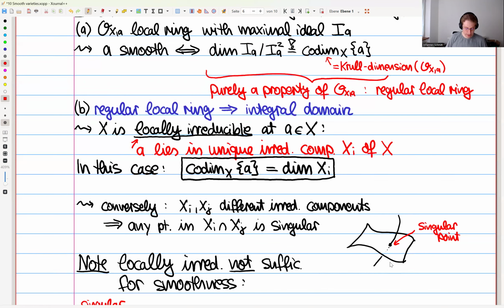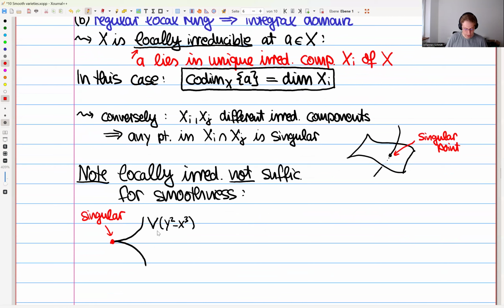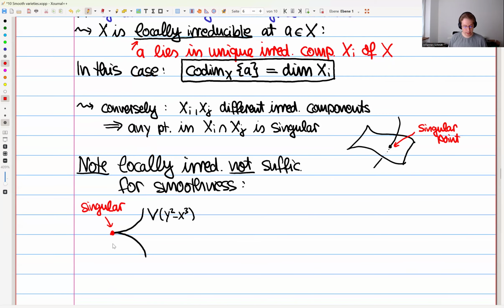One word of warning here is that being locally irreducible at this point is not sufficient for smoothness, because we have indeed seen in the example of this vanishing locus, this cuspidal curve, that this is an irreducible variety. So the origin is contained in a unique irreducible component, the one given by the entire space, but still it's a singular point. So there's an implication: being smooth implies being locally irreducible, but not the other way around. Keep this in mind. And then in the next video, we're going to get some explicit criteria for checking whether a point is a smooth point or a singular point.